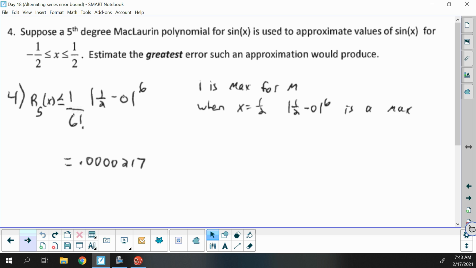So we're working with sine again, so we want our m to be 1. We've got 5th degree, so then the next degree would be 6. Notice that we're staying from negative a half to a half. So we want to think what would give us that largest, and it would be at a half for sine. And because it's absolute value, you really could have used either of them. And then we get 0.0000217 there. Remember, keep it at the 3 significant figures if you've got a bunch of zeros.